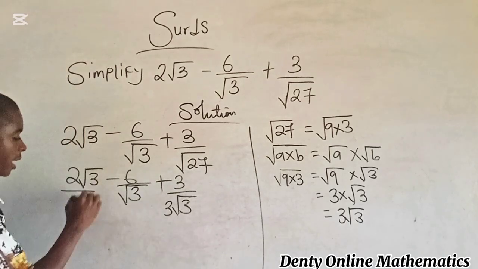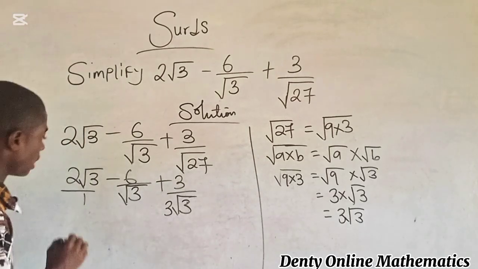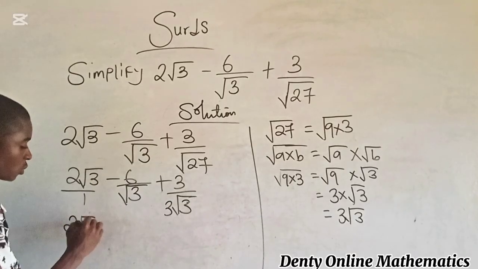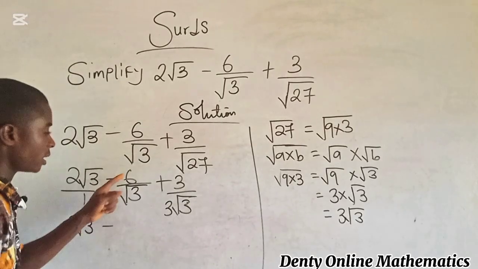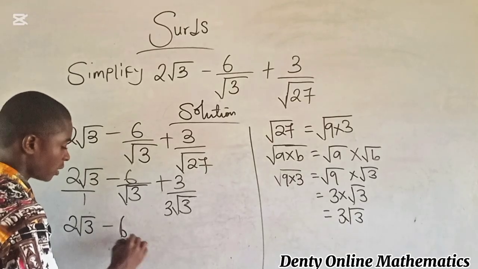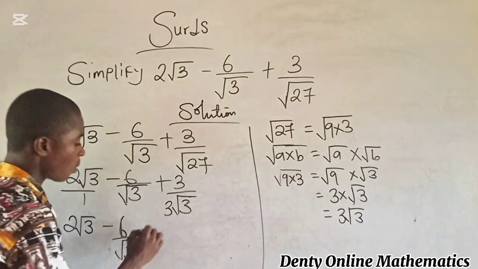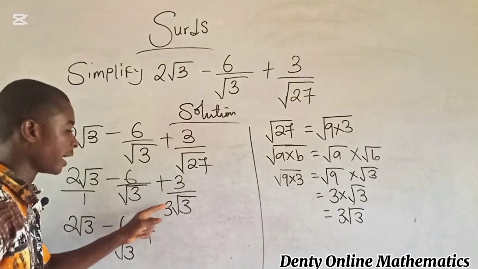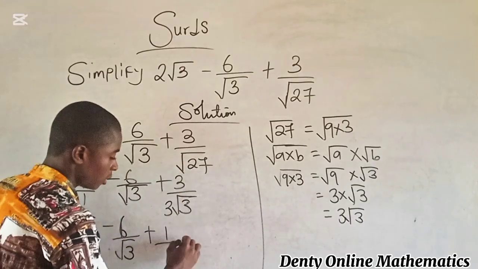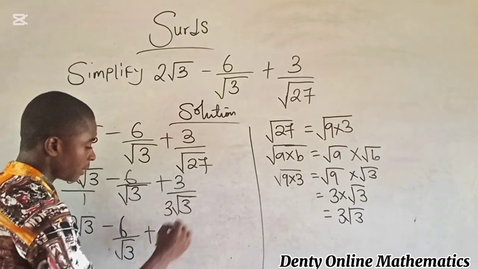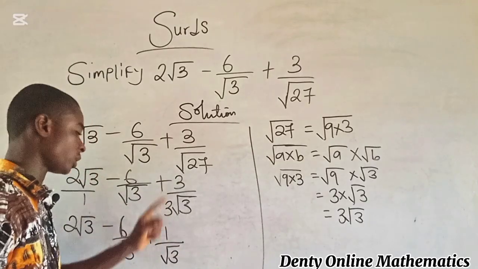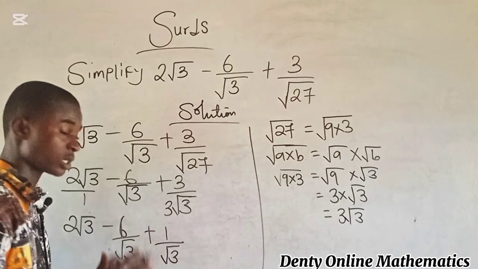Now I'm still going to simplify this further. Here is divided by 1. Take note. Now I'm going to have 2 root 3 divided by 1 will give me 2 root 3, minus 6 divided by root 3 will give me 6 over root 3. Now plus 3 will divide 3, 1. So 3 will go into 3, 1. All over 3 will go into 3, 1. 1 times root 3 will be root 3. So 3 divided by 3 root 3 will give me 1 all over root 3.